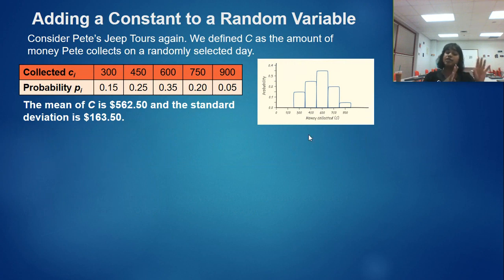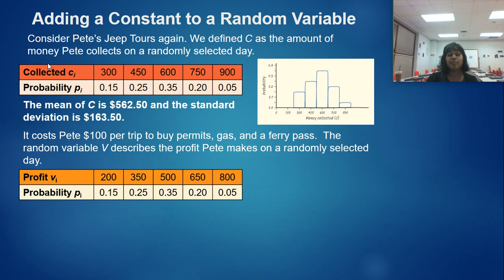Let's move on. So we've talked about multiplication and division. What happens when I'm adding or subtracting a constant? Again, we're talking about Pete's Jeep tour. We're just looking at his C value. If he collected that $150 per passenger, we're looking at his C, his total collected value. We already calculated the mean and standard deviation. But what happens if we realize that it costs Pete $100 per trip to run his trip, and so we have to subtract 100 each time.